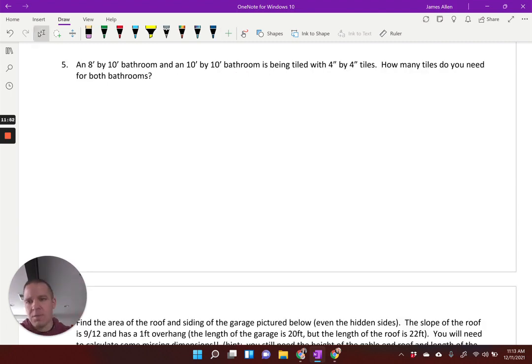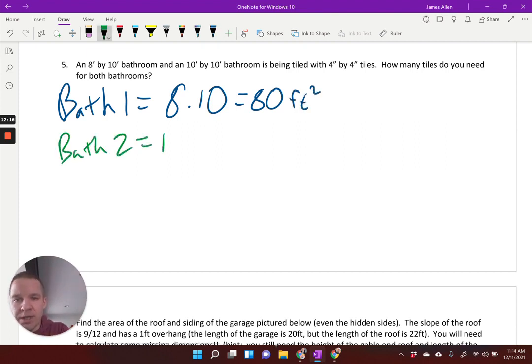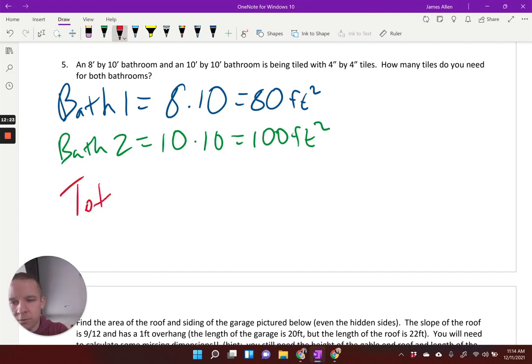Awesome. All right, an 8 by 10 bathroom and a 10 by 10 bathroom is being tiled with 4-inch by 4-inch tiles. How many tiles do you need for both bathrooms? Okay, well, how about this? Bath 1 is going to be 8 by 10, which equals 80 feet squared. Bath 2 is 10 by 10, which is going to be 100 feet squared. Cool. So total area is 180 feet squared.